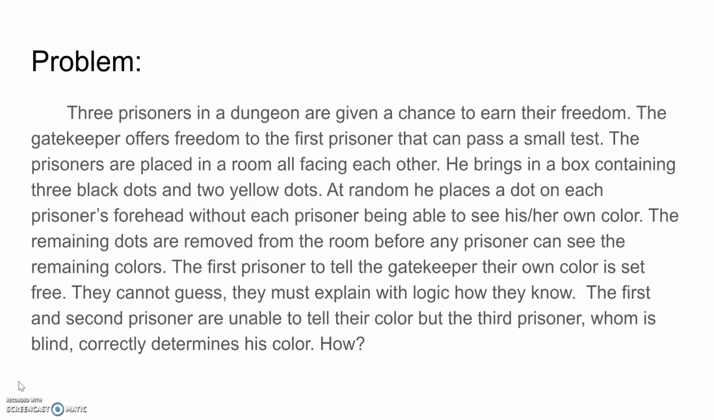The first prisoner to tell the gatekeeper their own color is set free, but they cannot guess. They must explain with logic how they know. Both the first and second prisoner are unable to determine their color, but the third prisoner is able to determine his color. How?